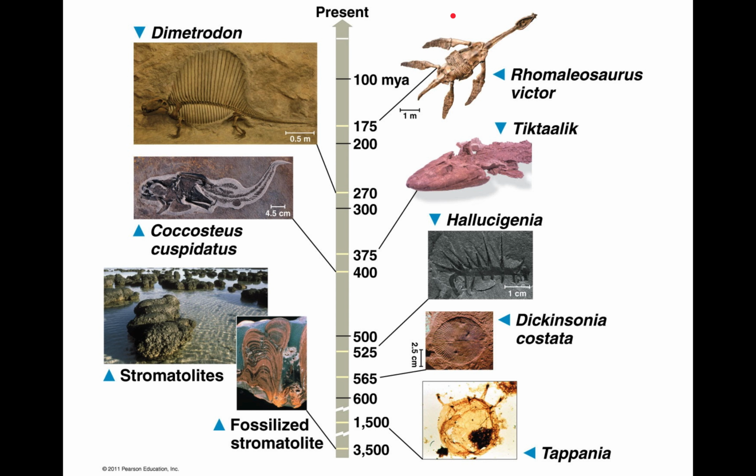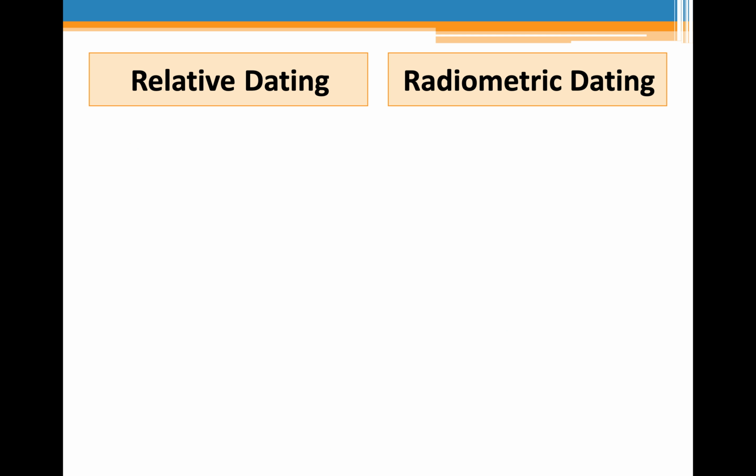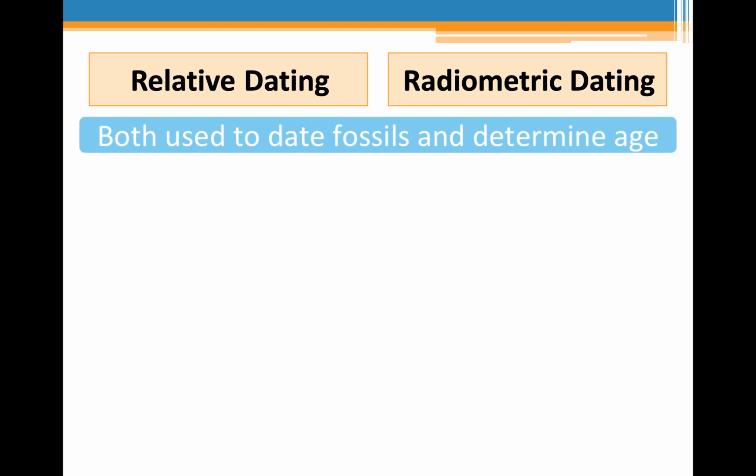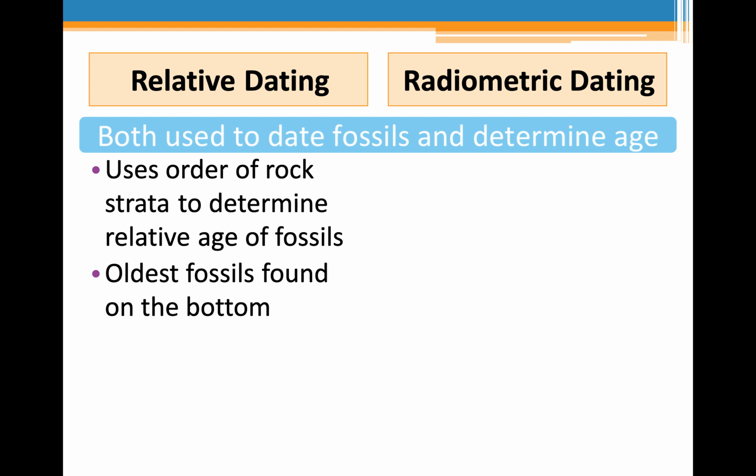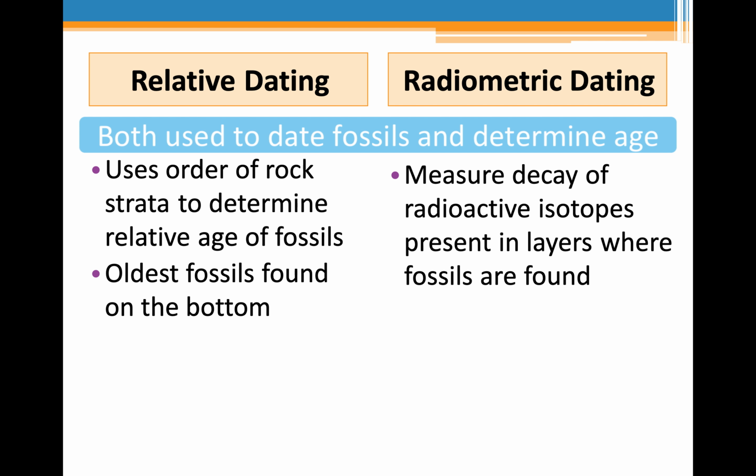And so fossils, again, can be used as a piece of evidence for evolution, but the other thing they can be used for is figuring out the relative age of something. There are two ways to use fossils to figure out age. The first one, which I will show you a picture of in just a minute, is referred to as relative dating.